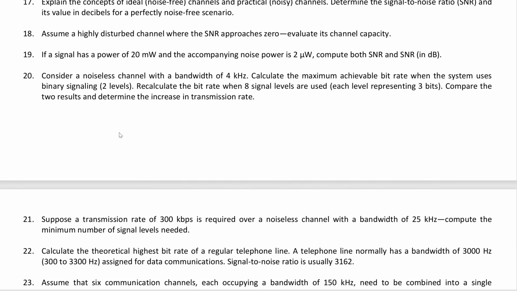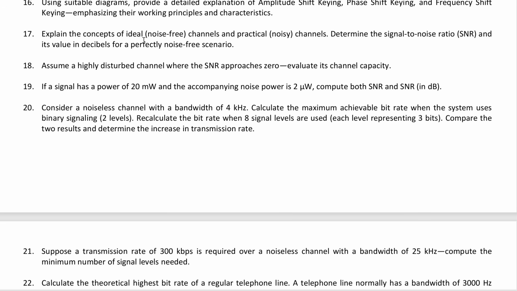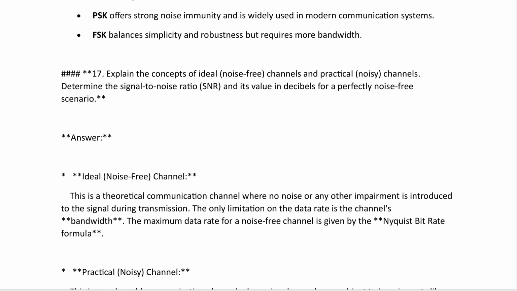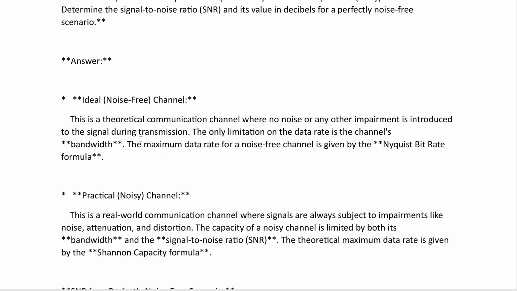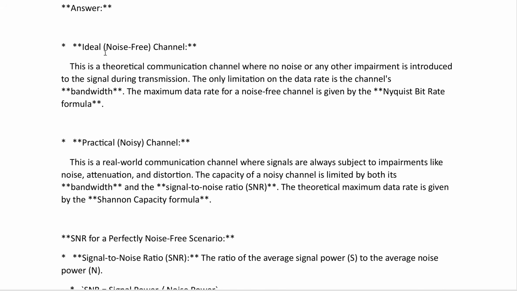Next is question number 17, which says: explain the concepts of ideal, that is noise-free channels, and practical, that is noisy channels. Determine the signal to noise ratio, that is SNR. SNR means signal to noise ratio, and find its value in decibels for a perfectly noise-free scenario. So first of all, we are going to discuss the ideal channel, where there is no noise, that is, noise-free.